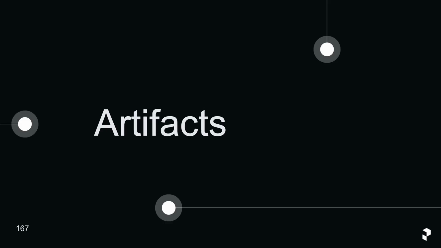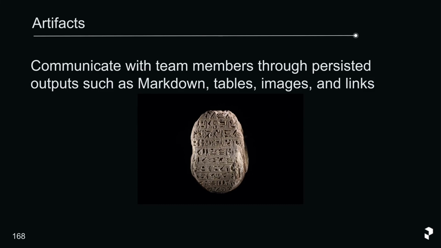Next, let's talk a little bit about artifacts. What are artifacts good for? Artifacts communicate with team members through persisted outputs such as markdown, tables, images, and links. So you can think of them as a great way of showing the results of your pipelines or information about your pipelines to other members of your team in a human legible format.